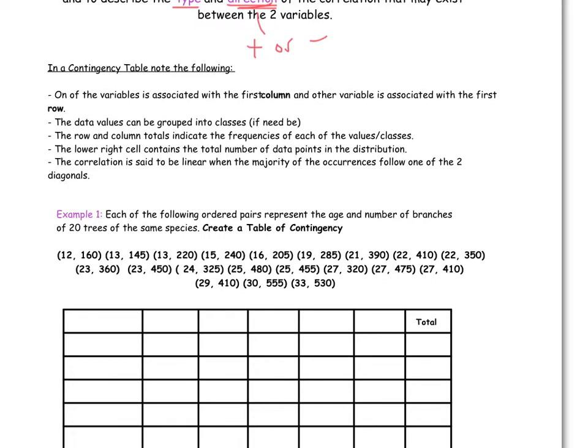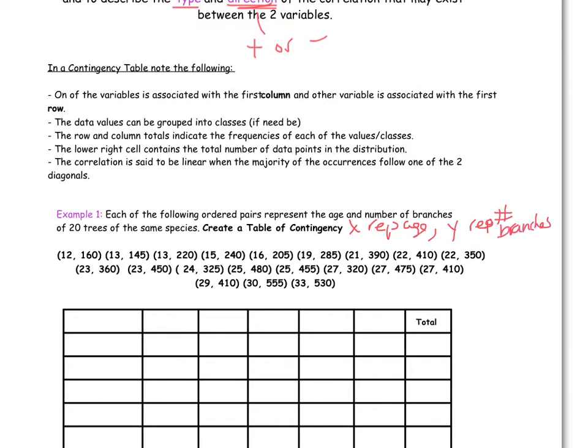Here each ordered pair represents the age and the number of branches for 20 different trees. So each one of these ordered pairs is for one tree. This is the age of the tree. This would be 12 years old, and it has 160 branches. So we're going to first identify our variables. We're going to say X represents age, and Y represents number of branches.